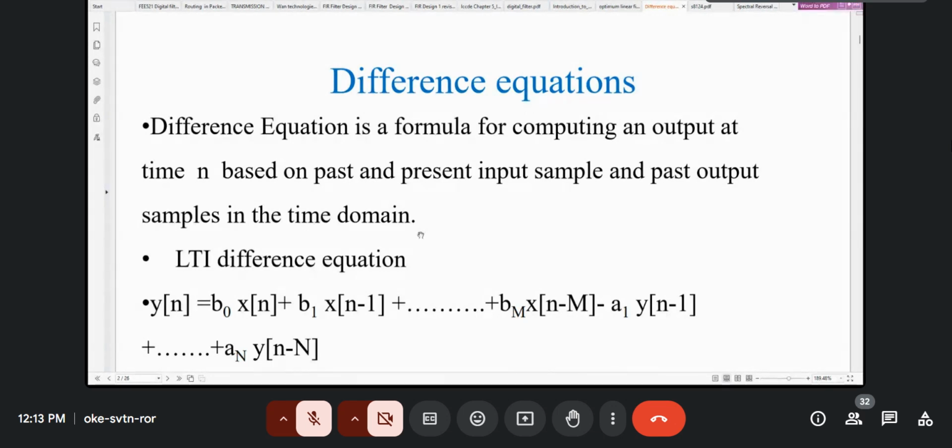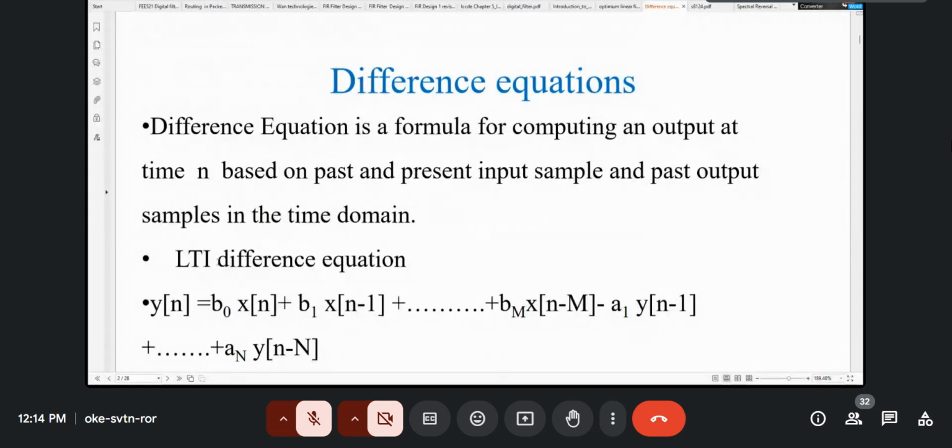So, what's the difference equation? It is a formula for computing an output at time n. We are talking about digital, so we are talking about time n, the time index, based on past and present input samples and the past output samples in the time domain.